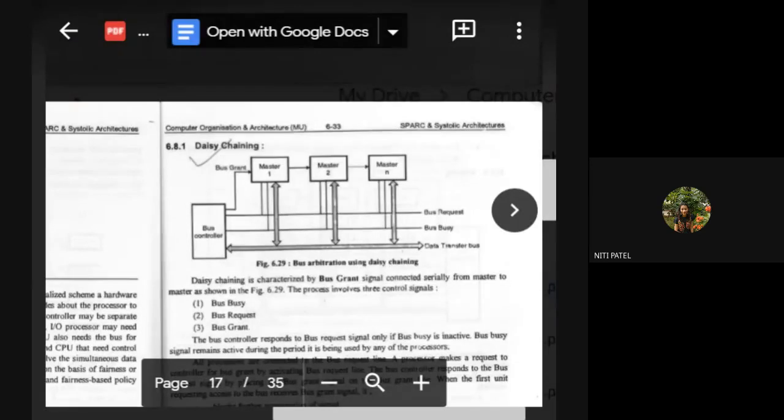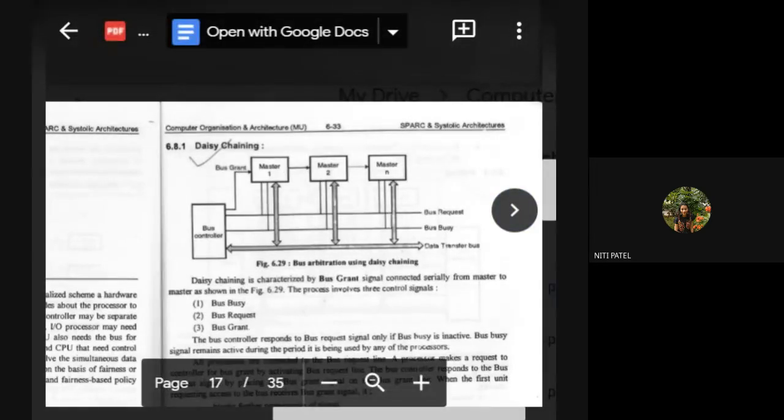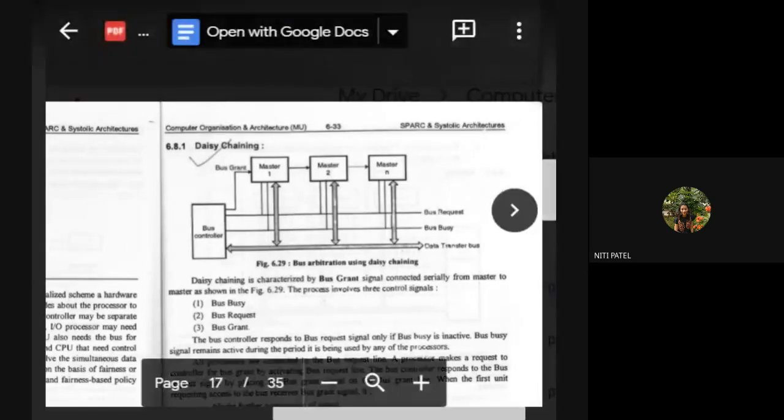If you see the diagram here, we have master 1, master 2 and master n, which means we have three computers: computer 1, computer 2, computer 3. All these three computers are connected to the bus controller. You have four different lines. What are those four lines? One is the bus grant line, which goes from the bus controller to all the masters, and the others are bus request, bus busy, and the data transfer bus.